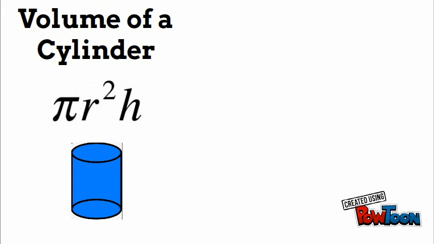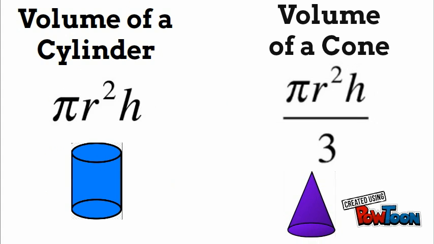So to sum it up, the volume of a cylinder is pi times radius squared times height, and the volume of the cone is the same thing, pi times radius squared times height, but then a third of it, or divided by 3.